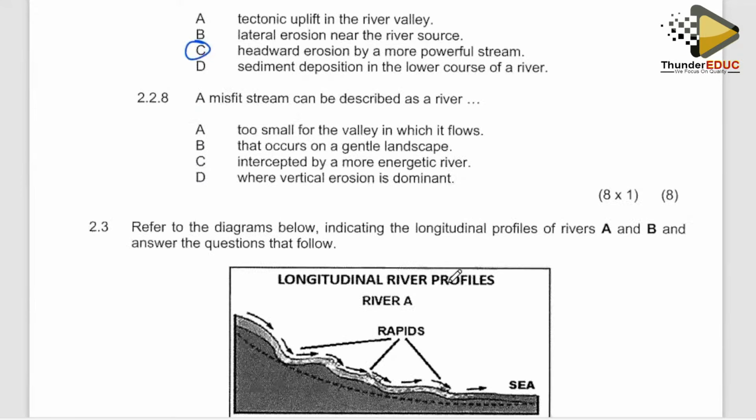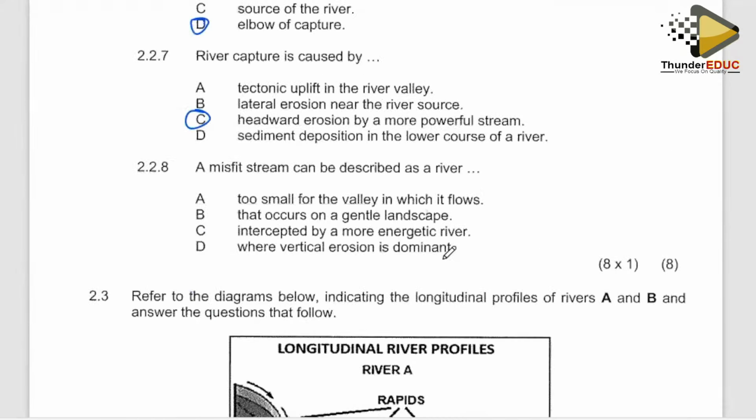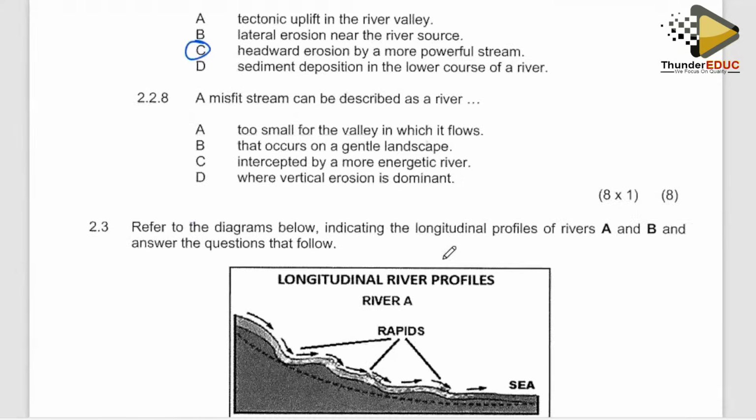Right. A misfit stream can be described as what kind of stream is a misfit? According to what we have explained there, the stream originally was flowing in a bigger valley because it had high discharge. However, because its headwaters have been intercepted, it's now a smaller stream. So it's a small stream flowing in a valley which is disproportionate to its size. Right. Too small for the valley in which it flows. That's the correct response.